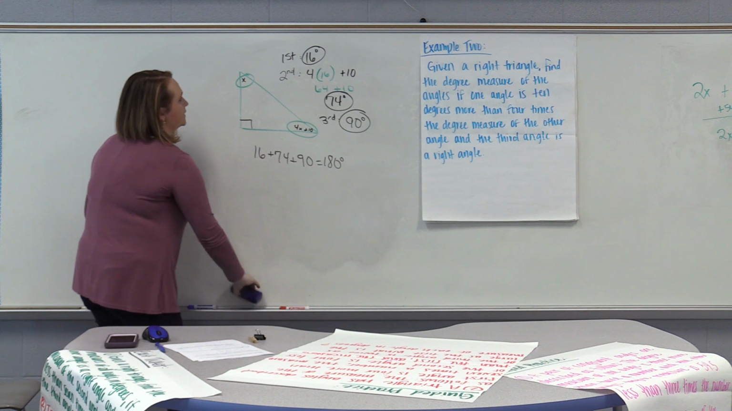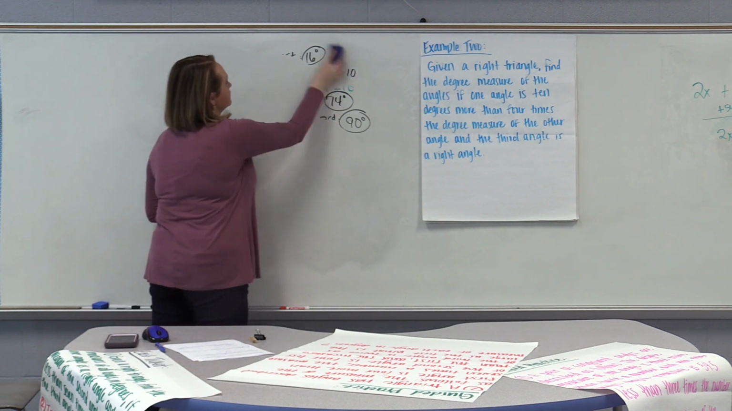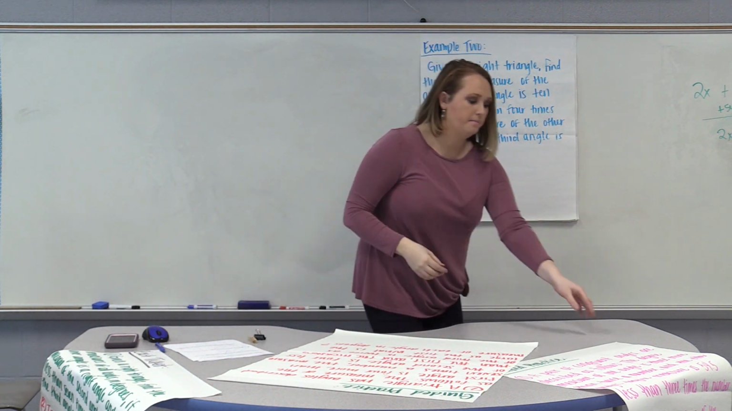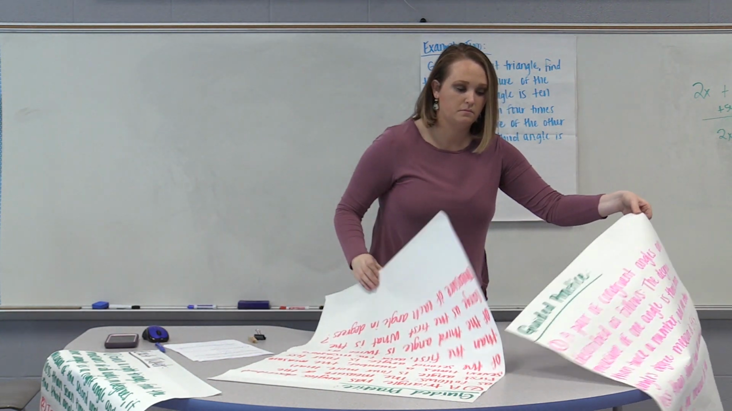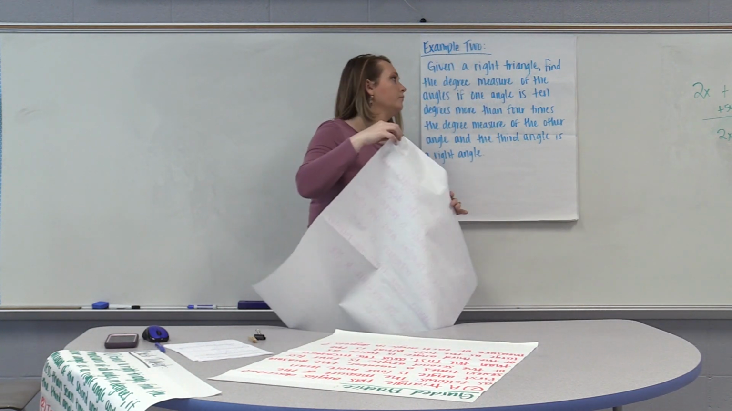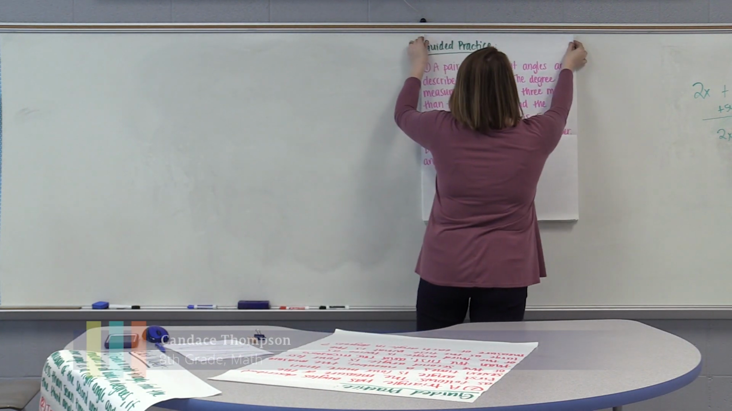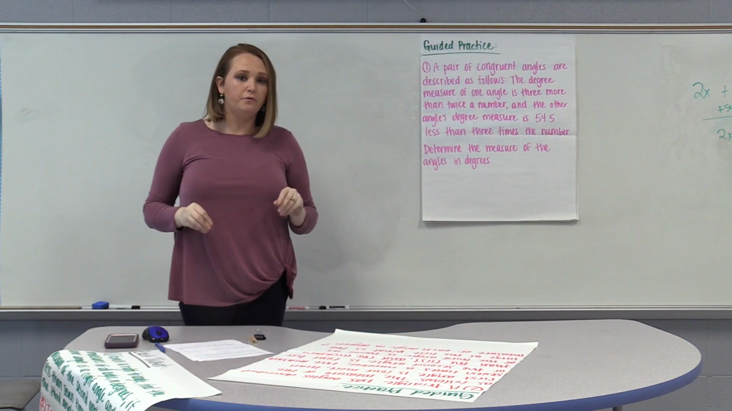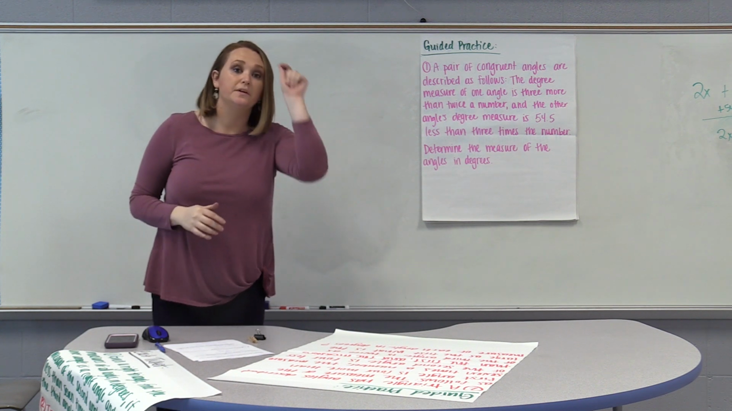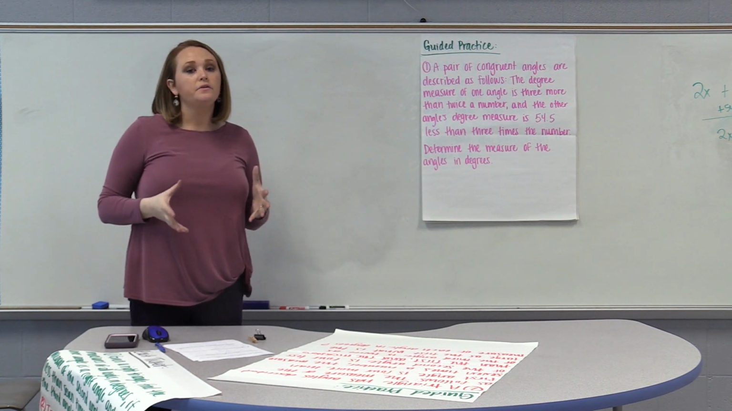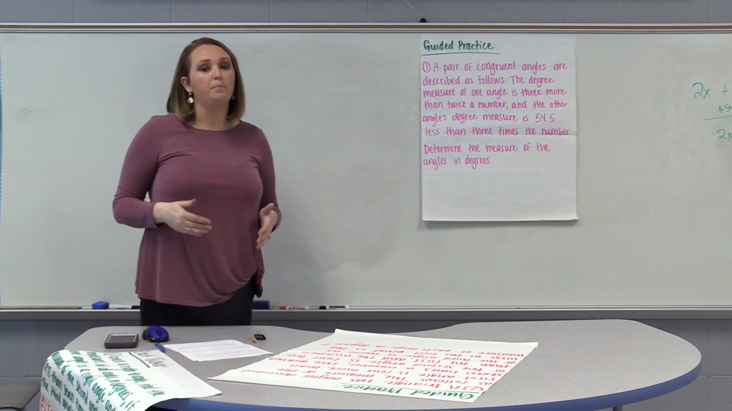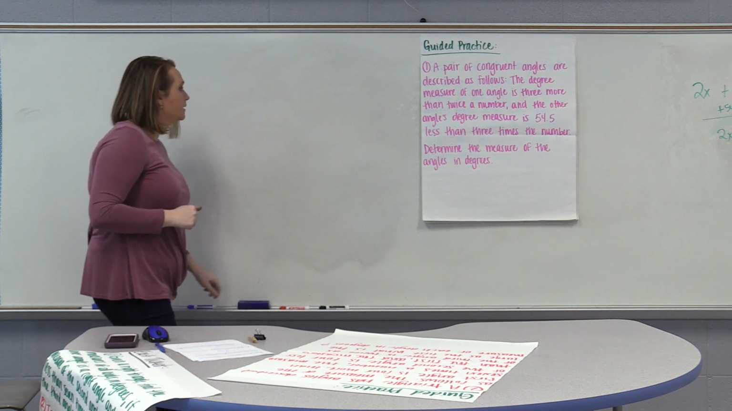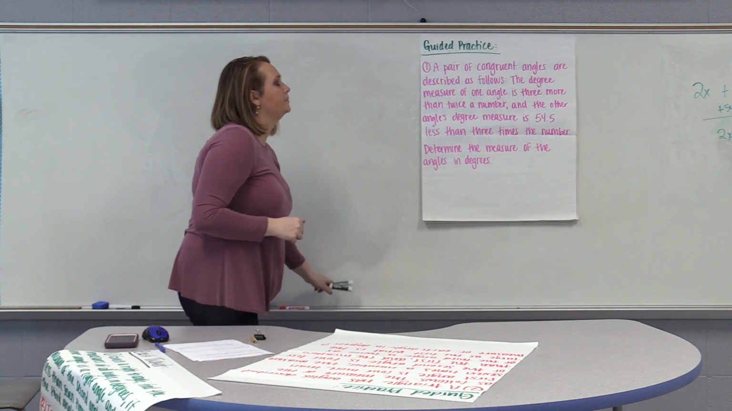All right, let's try some other examples. Here is your first problem. You try these. Don't forget to define the variable first and to draw a diagram to help you visualize the situation. I'll give you some time to work, but remember, you can also pause the video and come back and compare our answers. It says a pair of congruent angles are described as follows.